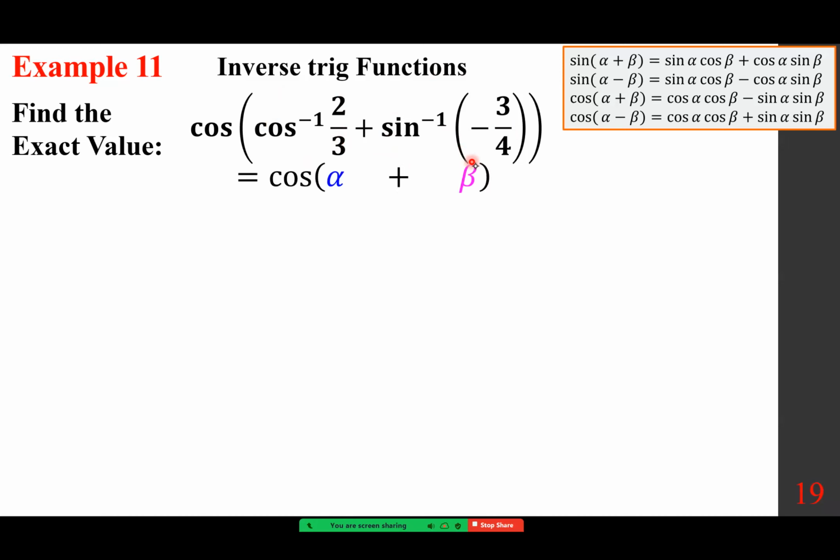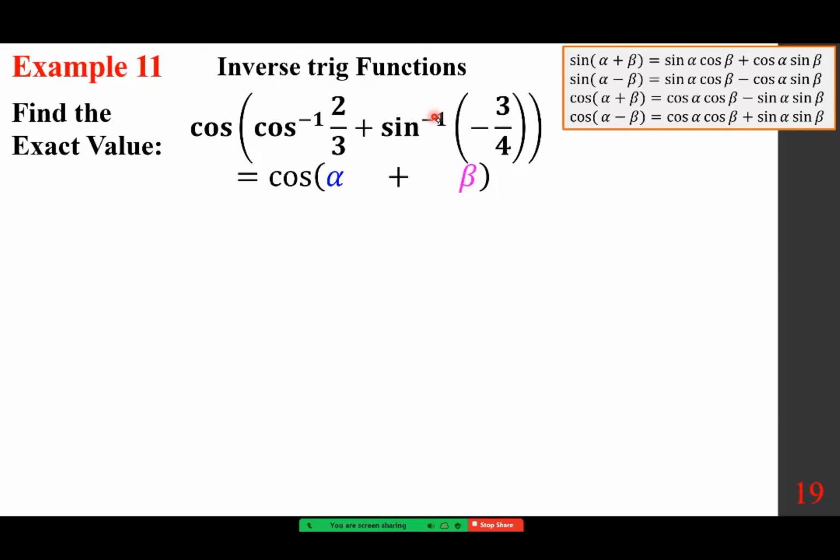So you're looking at cosine of alpha plus beta, which if you go through the process, you use this formula, cosine of alpha plus beta is cosine alpha, cosine beta minus sine alpha, sine beta. So ultimately, we are going to go here to solve it. But understand, if you set this one equal to alpha, that means cosine of alpha is 2/3. And if you set this one equal to beta, that means sine of beta is -3/4.